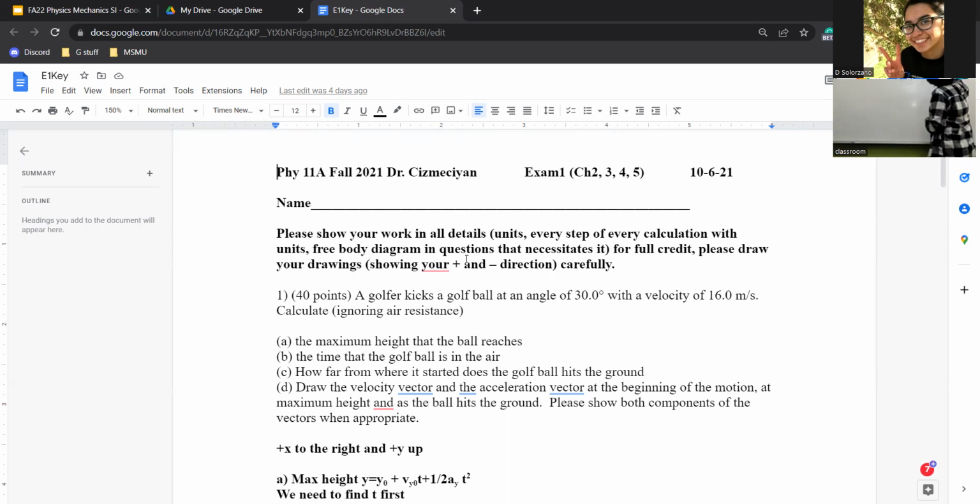It's asking you for the max height. Remember that at the top here, we do 0. And because it's symmetrical, coming down here, the time to go forward in the air, how far it travels. I'm going to write it out.